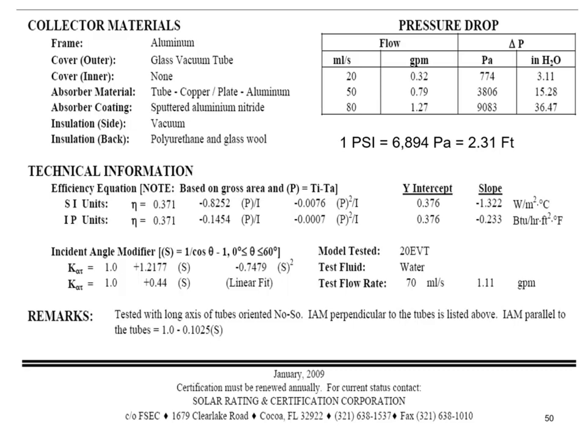The sheet also gives us a straight line equation for the efficiency. The y-intercept in this case is 0.376, and the slope in this case is minus 0.233 BTUs per hour foot squared degree Fahrenheit.